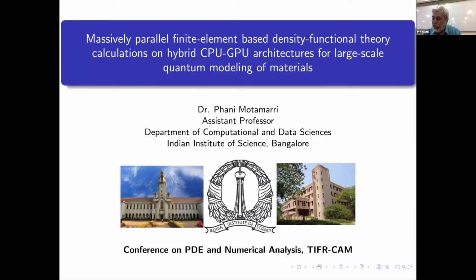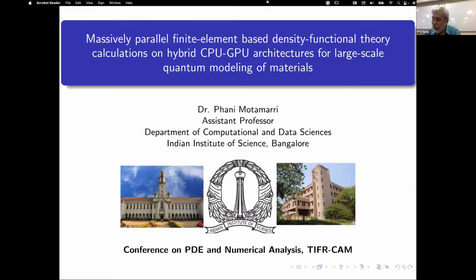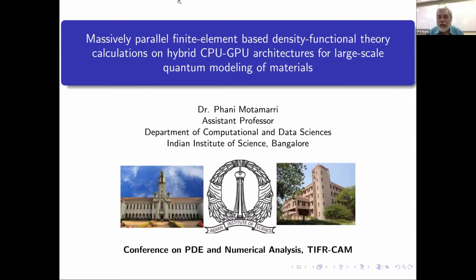He's going to speak on massively parallel finite element based density-functional theory calculations on hybrid CPU-GPU architectures for large-scale quantum modeling of materials. Over to you, Phani.